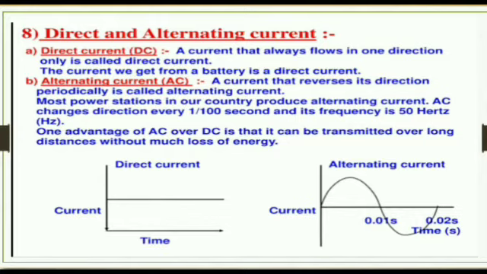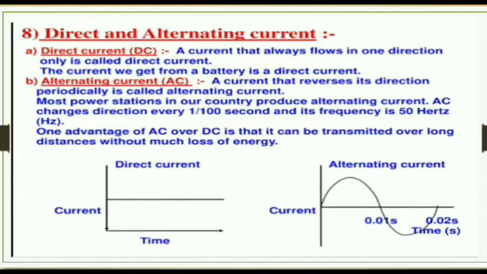So again, direct and alternating current, AC current and DC current. You should know the difference between DC current and AC current, then only will you understand the remaining topics. A current that always flows in one direction only is called a direct current.